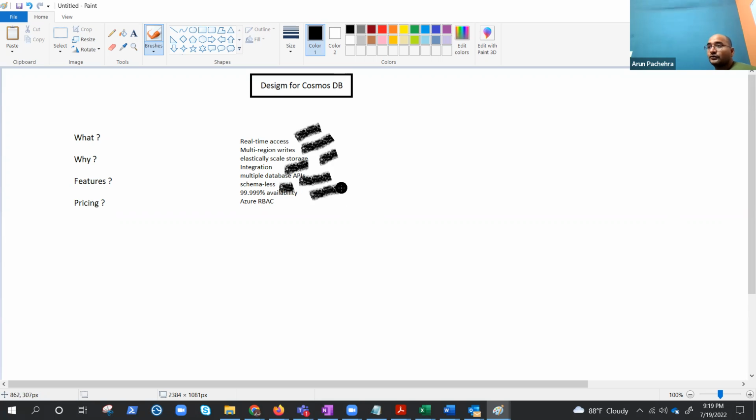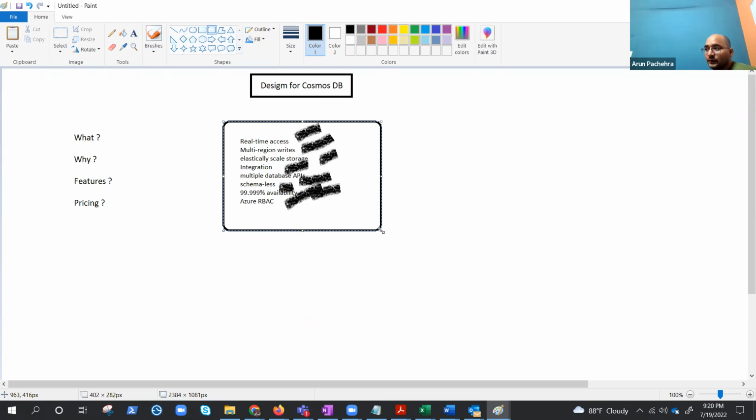And availability, of course, it guarantees business continuity, 99.999% availability, and enterprise-level security for every application, with encryption at rest using self-managed keys. Azure RBAC keeps your data safe and offers fine-tuned control. So these are some amazing features that will help you understand when to choose this wonderful resource.